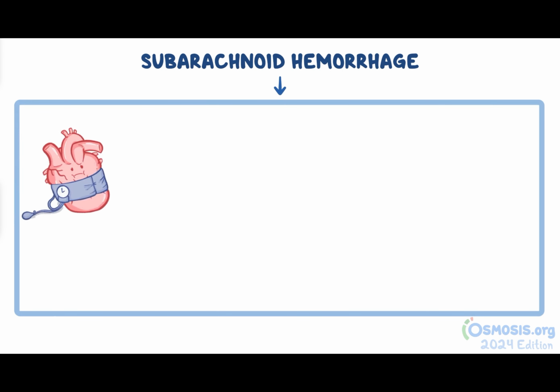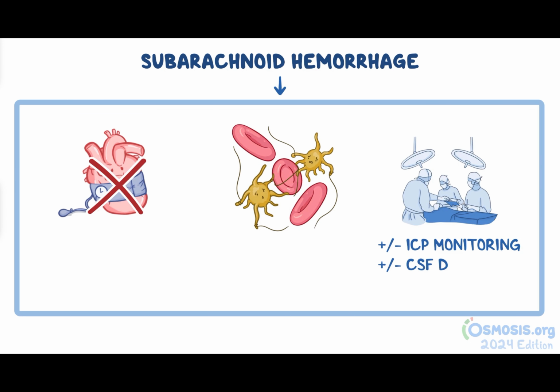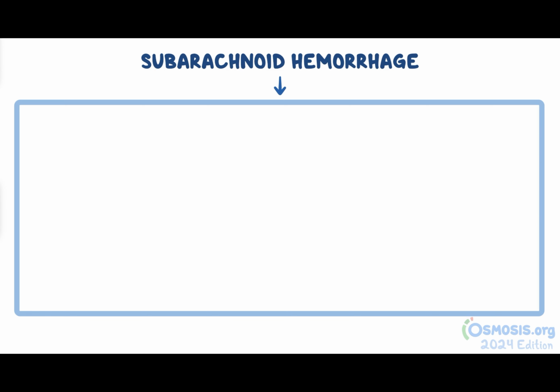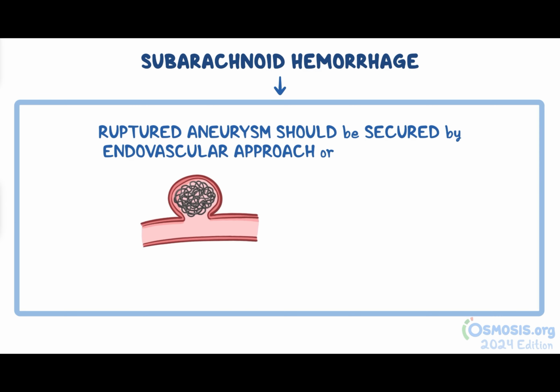Treatment for all subarachnoid hemorrhages includes blood pressure control, correcting any coagulopathy, and neurosurgery consultations for possible ICP monitoring or CSF diversion. Finally, in aneurysmal subarachnoid hemorrhage, the ruptured aneurysm should be secured by either endovascular approach or open surgery.